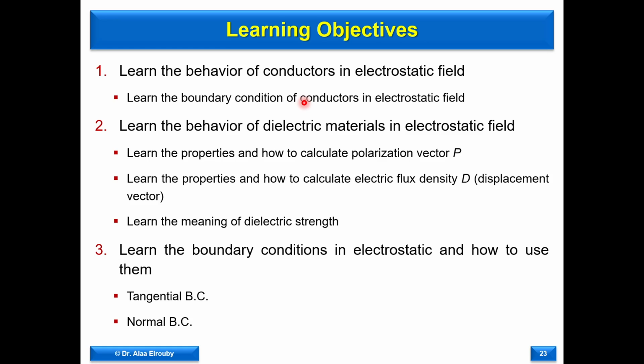So in this lecture, we learned the behavior of conductors in electrostatic field, the behavior of dielectric material in electrostatic field, and we learned about the boundary conditions, the tangential boundary condition and the normal boundary condition. These boundary conditions are very useful and used very frequently in electromagnetics in general to solve problems. So I hope that you study them carefully and understand their details.